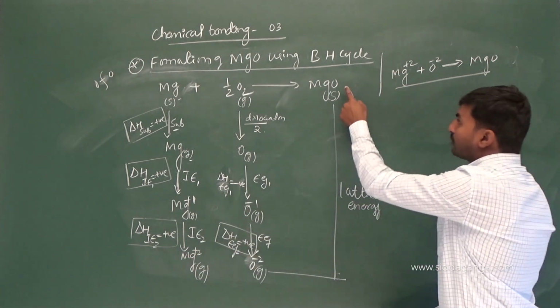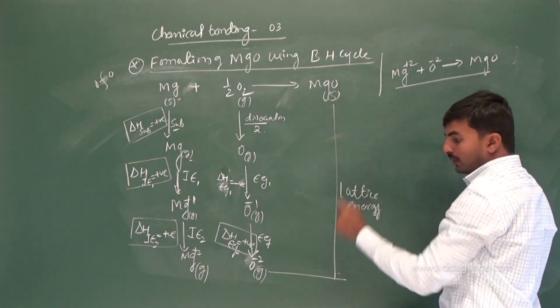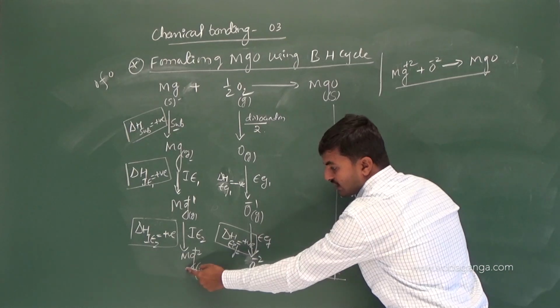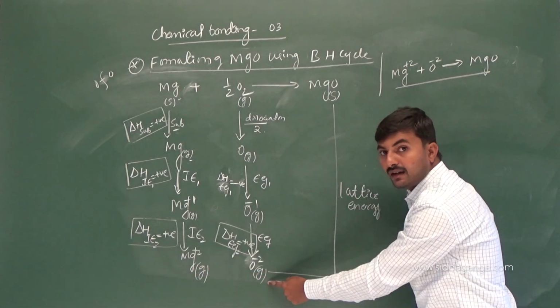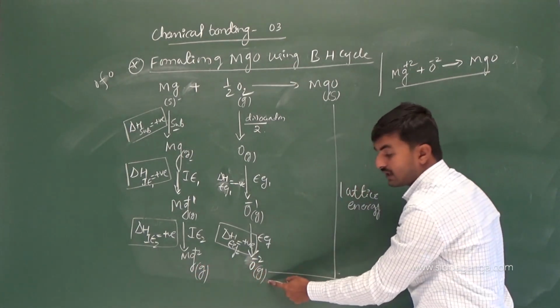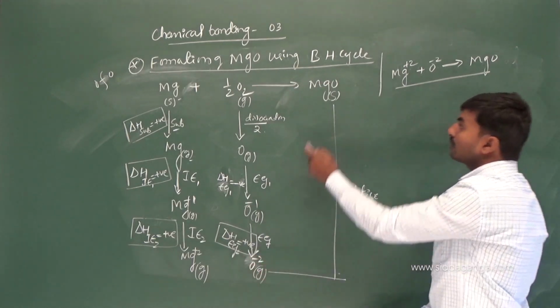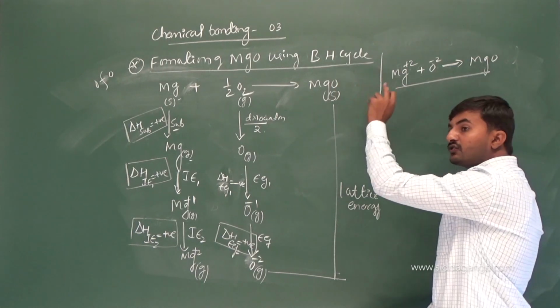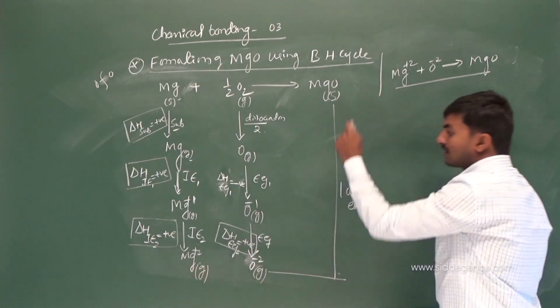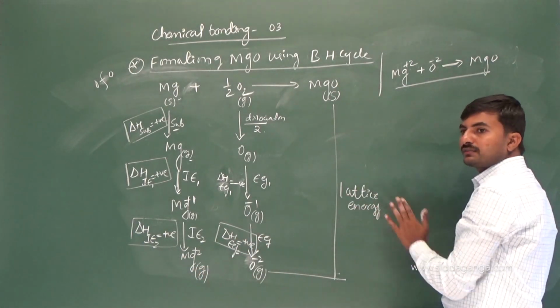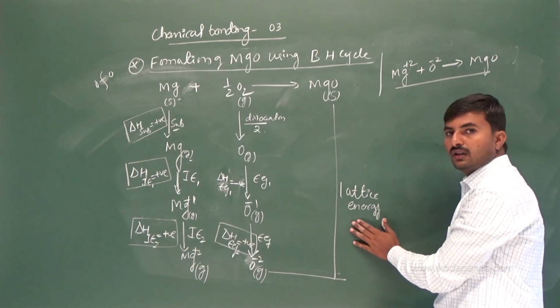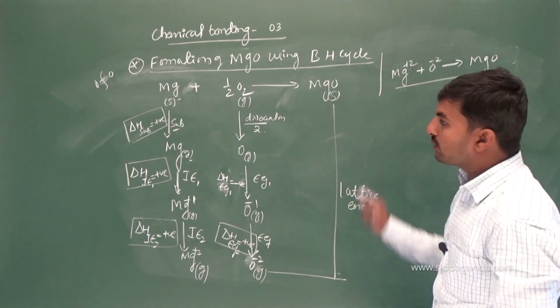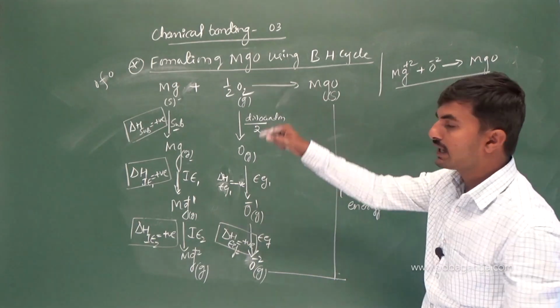But here, 1 mole of the same compound is formed by the combination of a gaseous cation and a gaseous anion. The gaseous cation and gaseous anion combine and generate the ionic compound, and the energy released by this reaction is called lattice energy. Okay, now how do we calculate the lattice energy of this reaction?